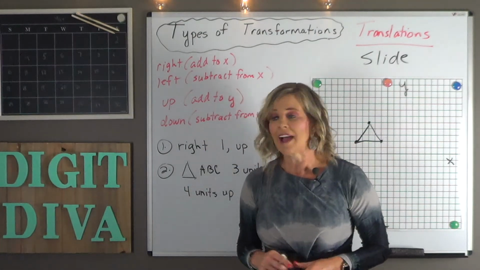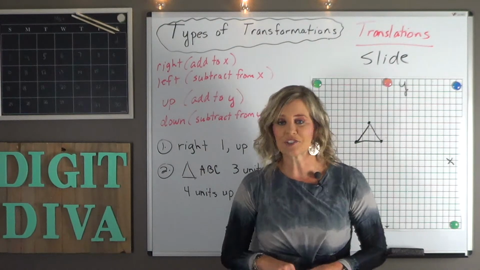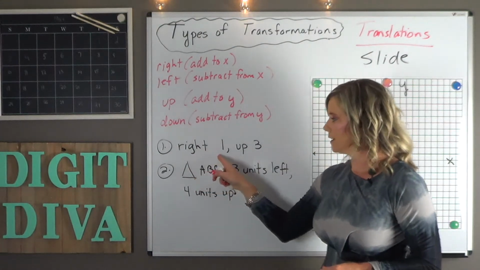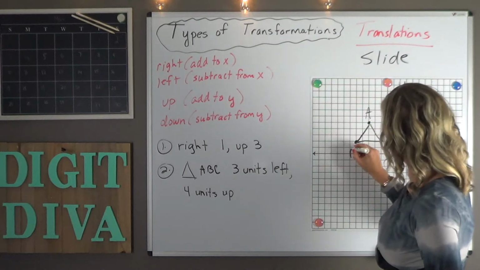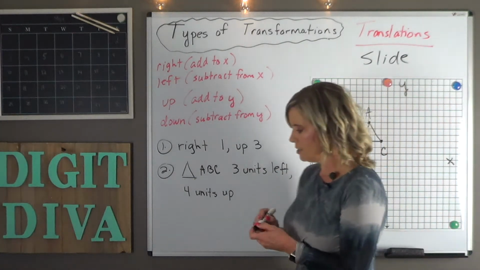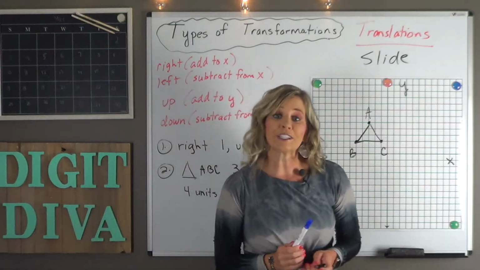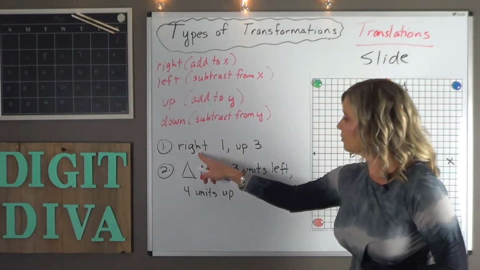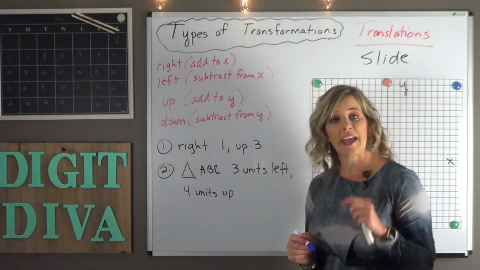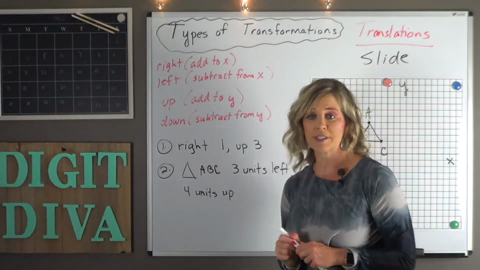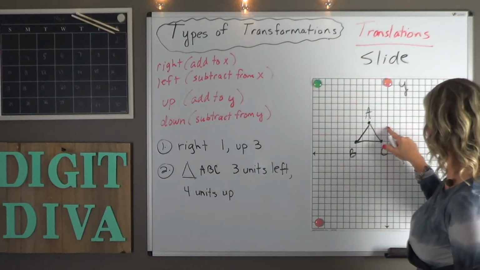So on the board, I have listed 2 problems. We're going to translate this triangle right 1, up 3, okay? So let me label my triangle A, B, C. We're going to slide this triangle right 1, up 3. We have to do that to every corner or vertex. So right 1, up 3.